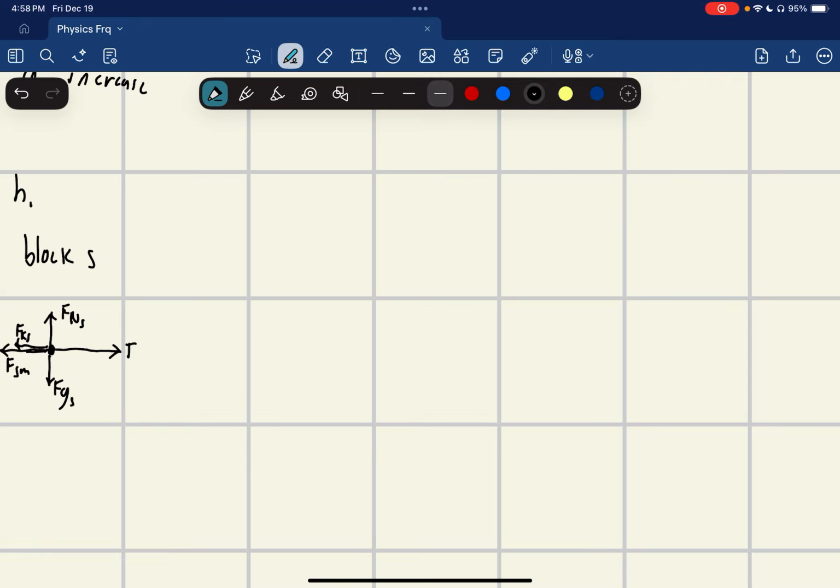Okay, for the mini block M, the forces on it are also Fn, Fg of the block, and then there will be the contact force that's pointing to the right.